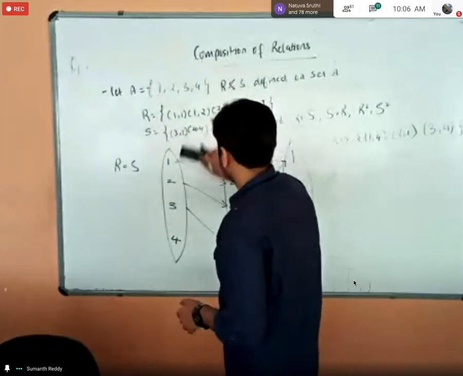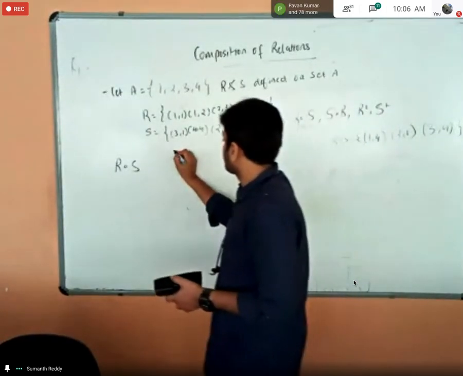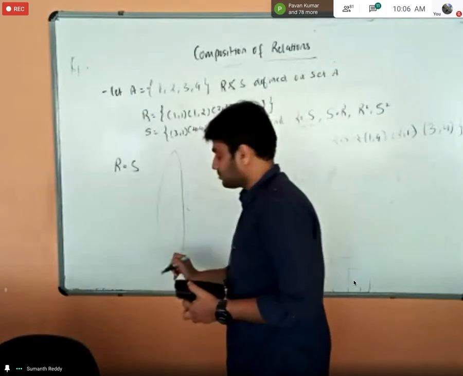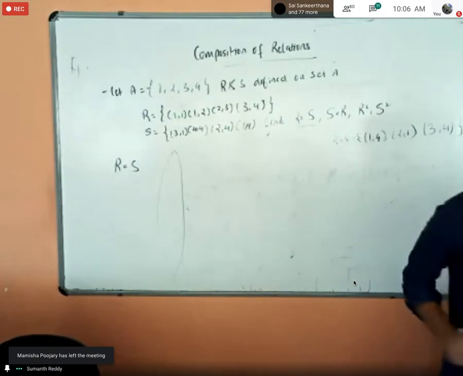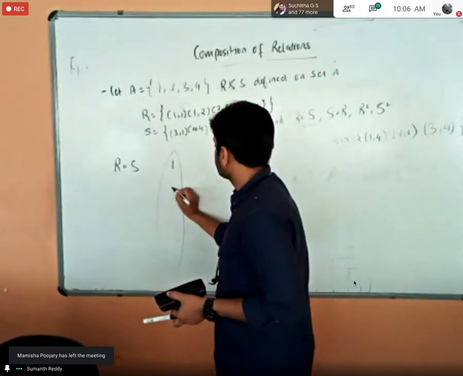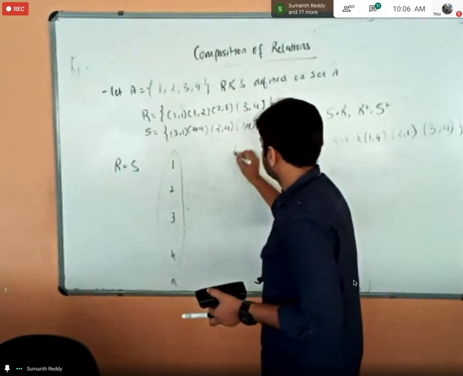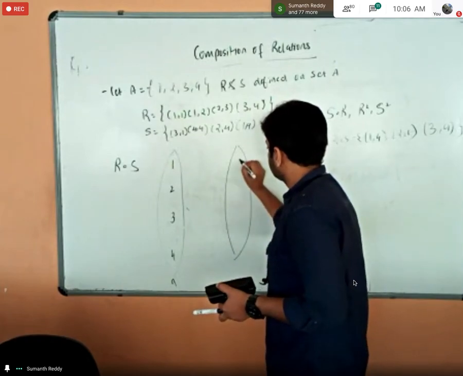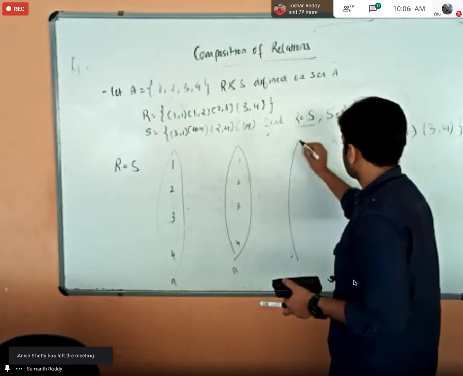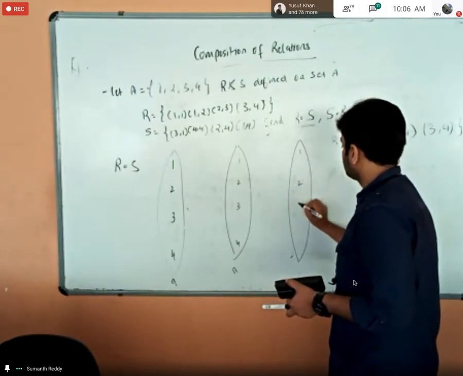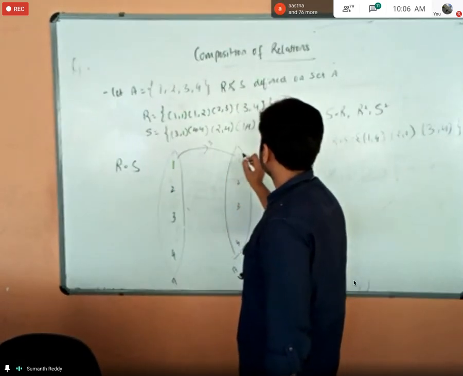if I have to write that. This is set A. So for S composition of R, first I need to write the relation S.